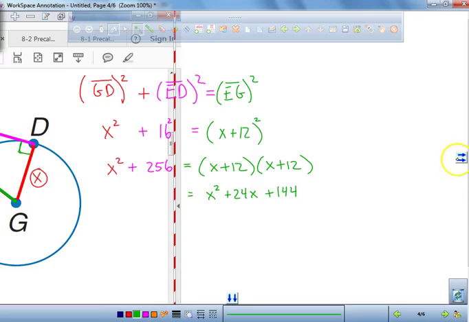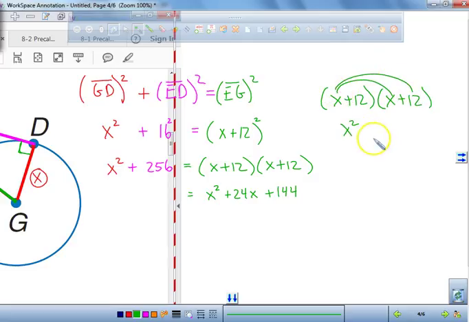Now, for those of you who are like, what the heck did you do? I took 12, added it to 12, got a 24x. Took 12, multiplied it by 12, got 144. That's without having to do the FOIL method that you learned in Algebra 1, where you do x times x is x squared, x times 12 is 12x, 12 times x is 12x, 12 times 12 is 144. When you add all those together, you still get the same answer. Don't ever forget about it, because you're going to need it, especially when you hit Algebra 2.